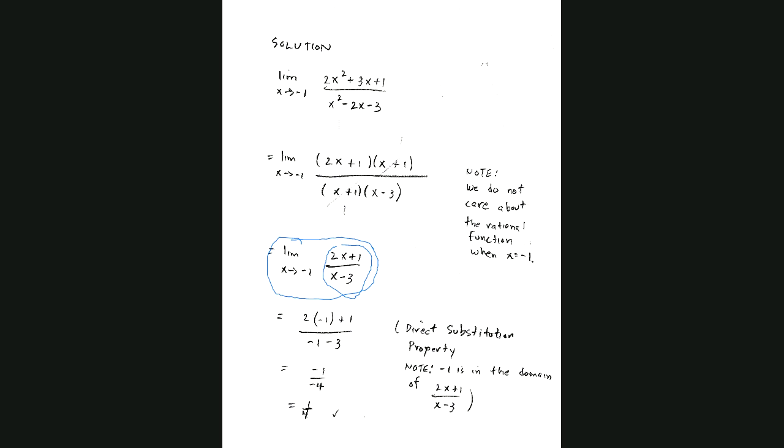And you could confirm this limit. You could confirm that the limit as x approaches -1 of this rational function, 2x squared plus 3x plus 1 over x squared minus 2x minus 3, is 1/4 by graphing that rational function on your calculator and seeing that the two-sided limit equals 1/4.